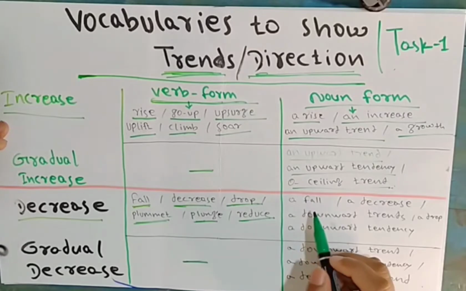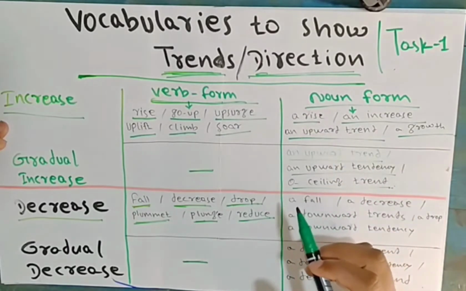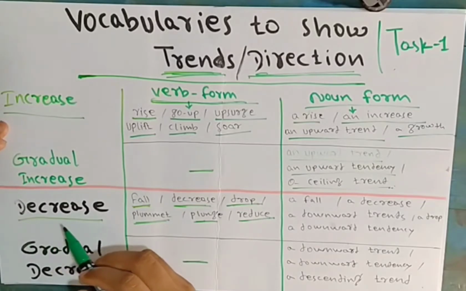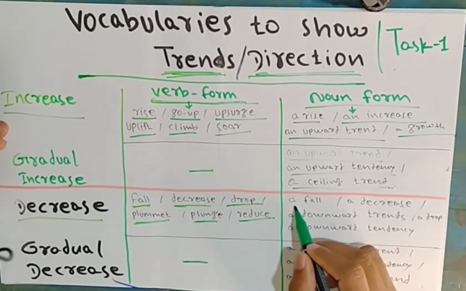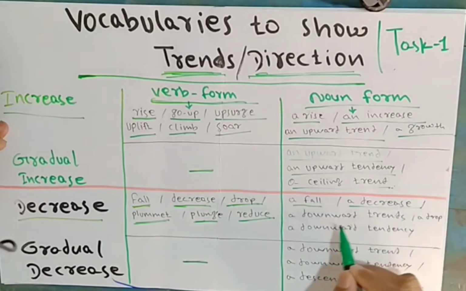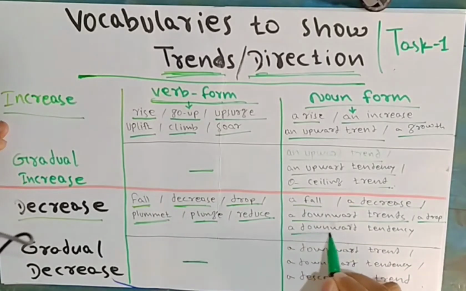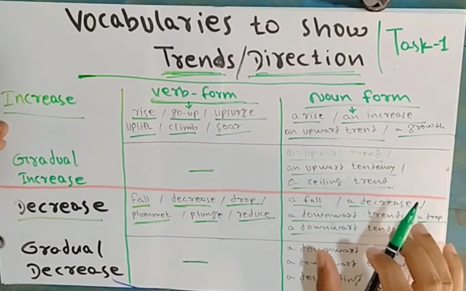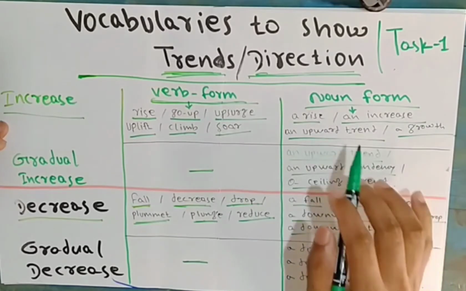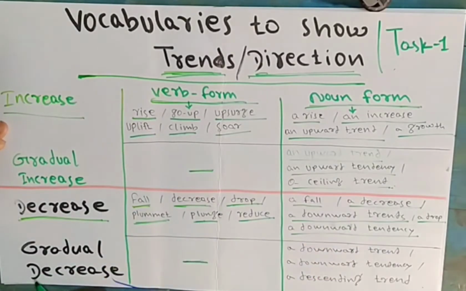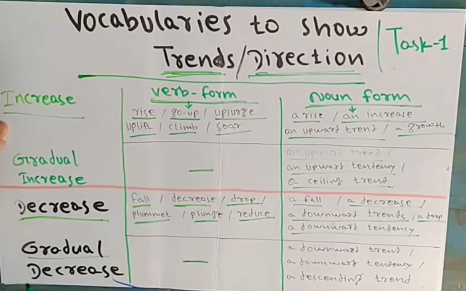So let's see what other words there are for the noun position. If you want to use a noun for the decrease, then we have some here: a decrease, a downward trend, a drop, a downward tendency, right? All these words are going to help you in a noun position to write decrease.